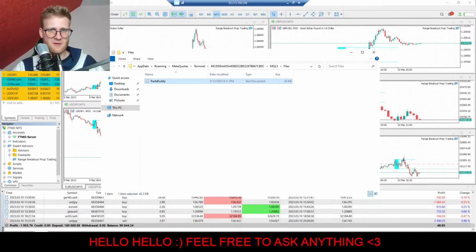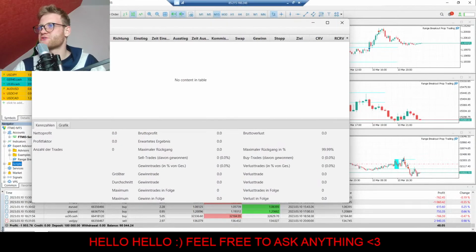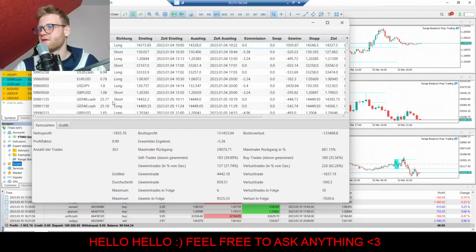Wait, where is it? Paste. Okay, there it is. So there is the Trade Buddy. This is now empty, but if I import the data, we will see all the trades in this account. So desktop, Trade Buddy, there we go. And yes, there are the trades.